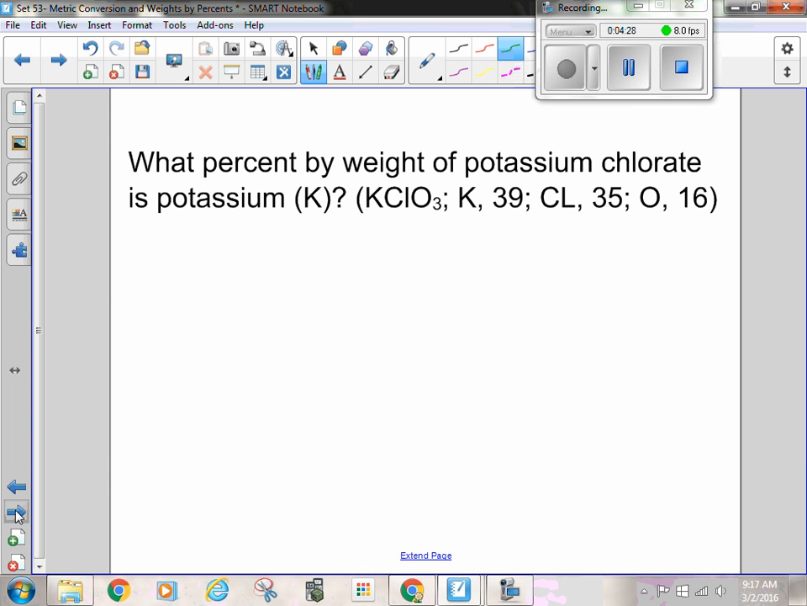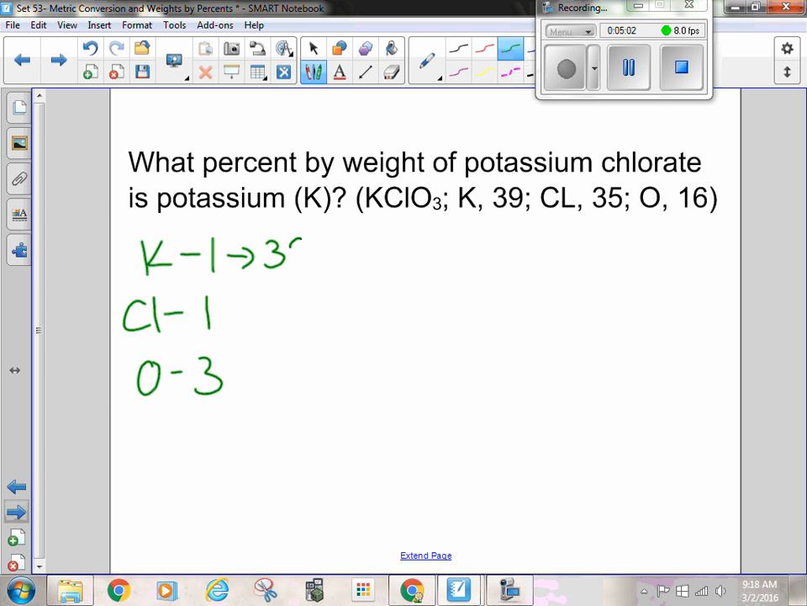Okay, so now we're going to talk about our percentage by weight of potassium chlorate. What percent by weight of potassium chlorate is the potassium? So these ones we set up just like our other problems, but now instead of saying, hey, here it is in one molecule, find it in 472 of them, now we're just going to say, hey, here it is in one molecule, find the percentage in this molecule. Okay, so there's 1 of my potassium, we have 1 of our chlorate, and we have 3 oxygen.